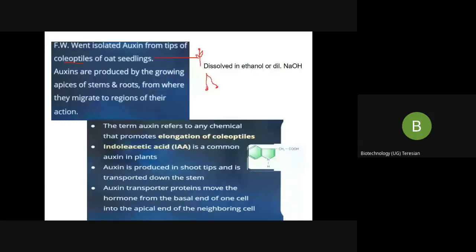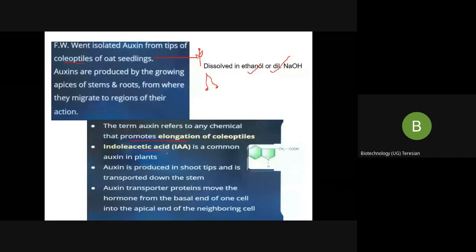And auxin is not soluble in water. You have to dissolve it in ethanol or dilute NaOH. So what is the main function of our auxin? The main function of our auxin is elongation. And we also came across a word known as indole acetic acid. This is one of the common auxins which are used.